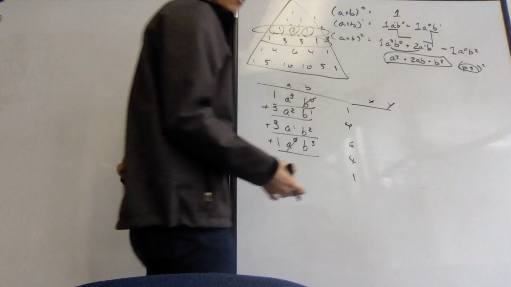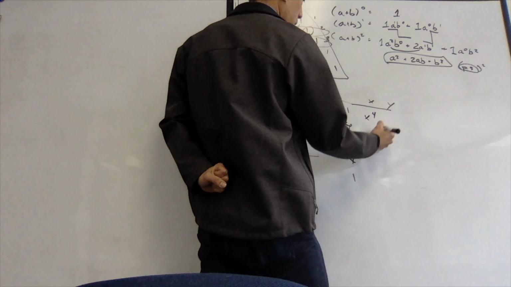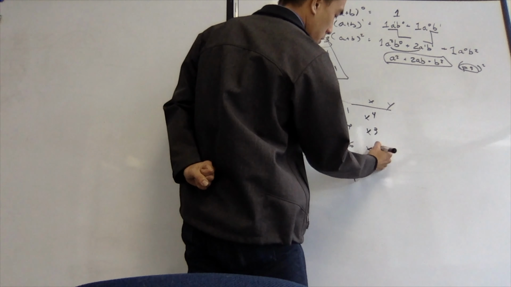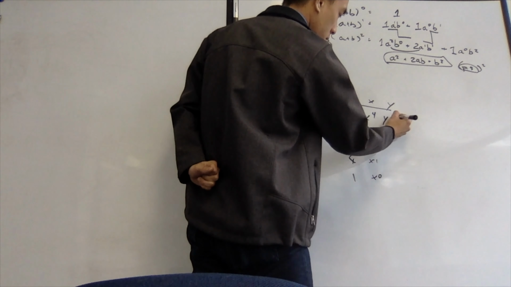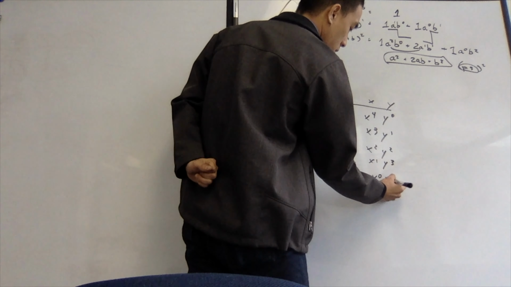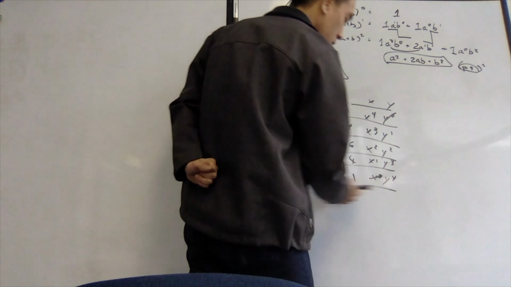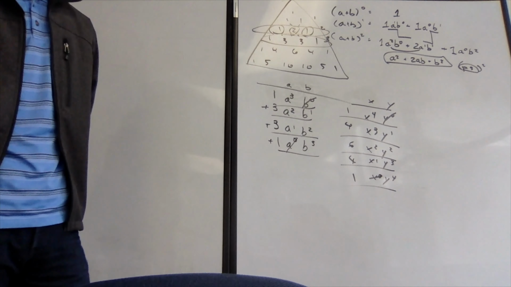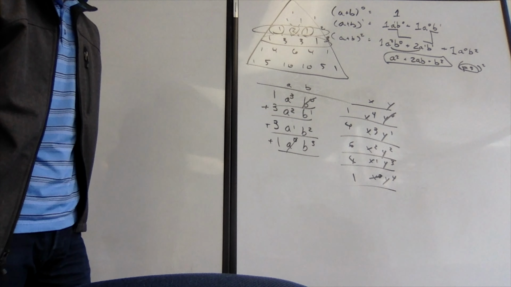Let's just say we did x and y instead, to the 4th power. And this works for anything, so let's say it's 2x plus 3, you just plug in 2x for a and you plug in the 3 for b.